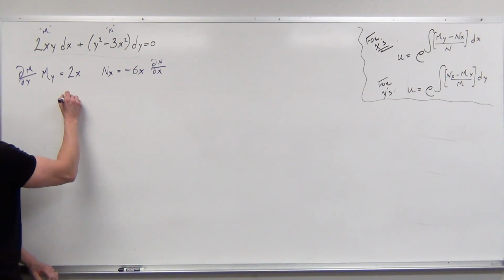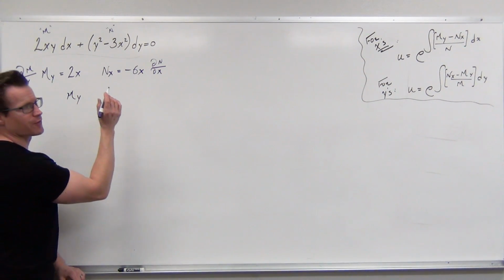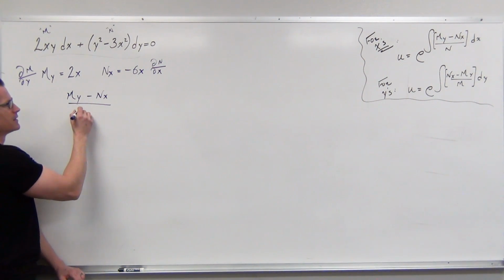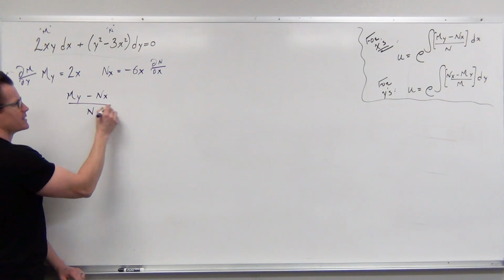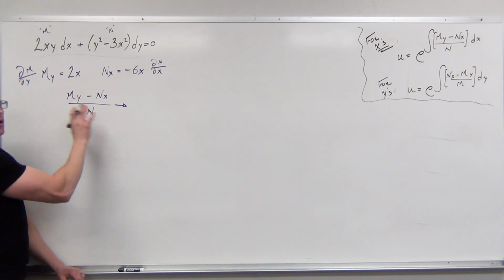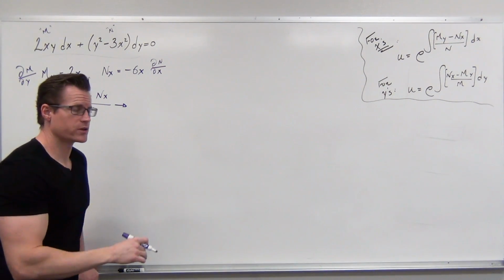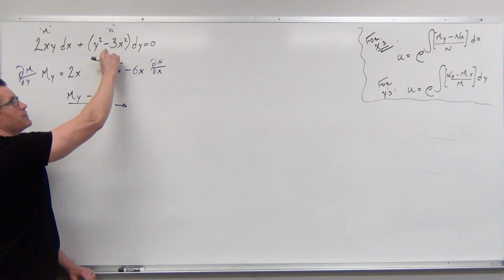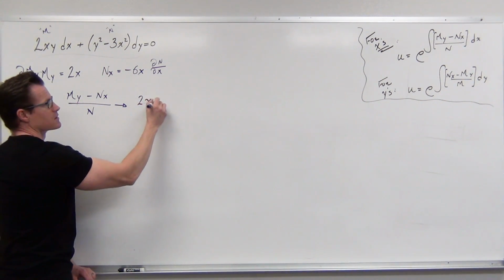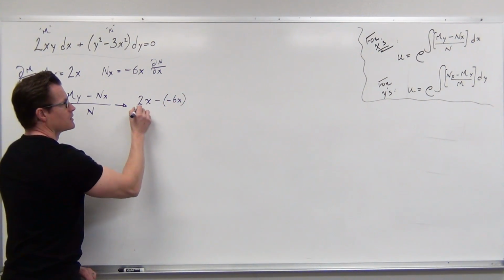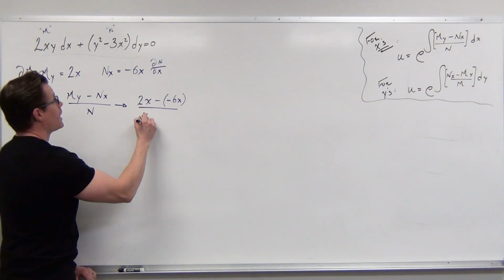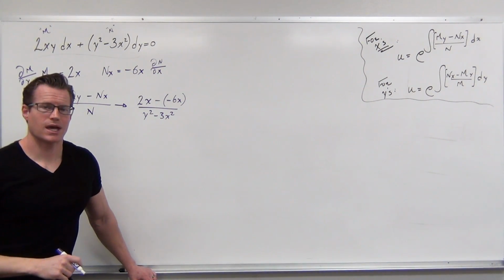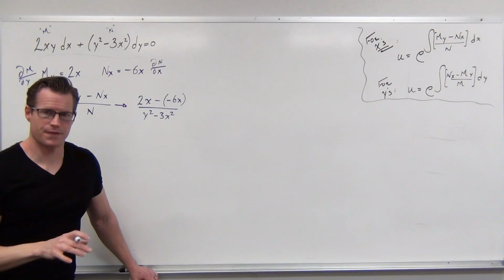Let's check to see if the derivative of m with respect to y minus the partial with respect to x of n, over n. Well, let's see what that is. For us, we're not doing anything new. All we're doing is saying, let's take this piece minus this piece divided by this piece: 2x minus negative 6x divided by y squared minus 3x squared. Some of you will get very good at this very quick, and you'll be able to do it in your head, and it's not that hard.